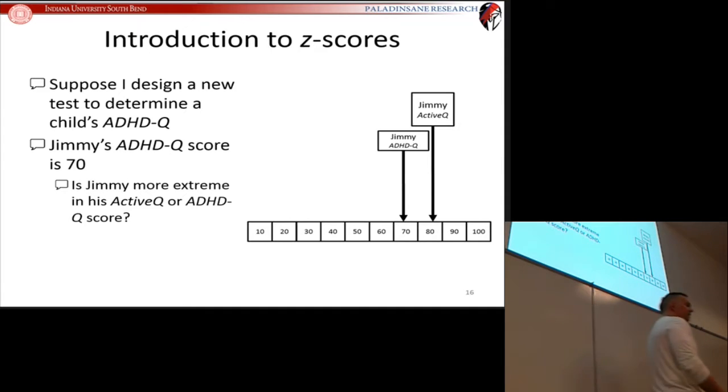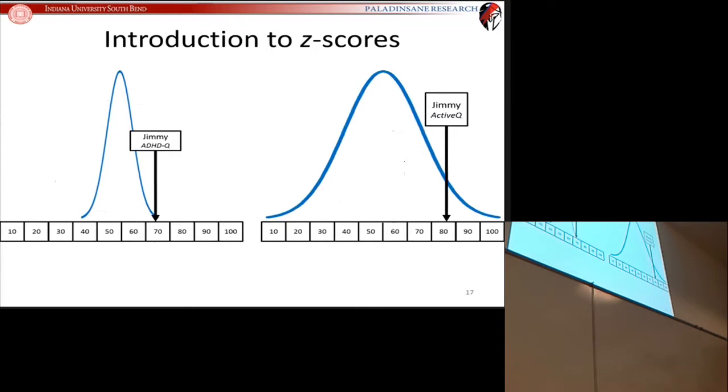So let's say that this is the distribution of ADHD Q scores in our population. And we'll split up the two distributions. So this is the distribution of ADHD Q scores in our population. Jimmy scored a 70. This is the distribution of active Q scores in our population. Jimmy scored an 80. So even though 80 is bigger than 70, we can see here that whereas his score of 80 is pretty high, but there's still individuals that score higher than that in our population, his score of 70 on the ADHD Q is basically the most extreme in the population.